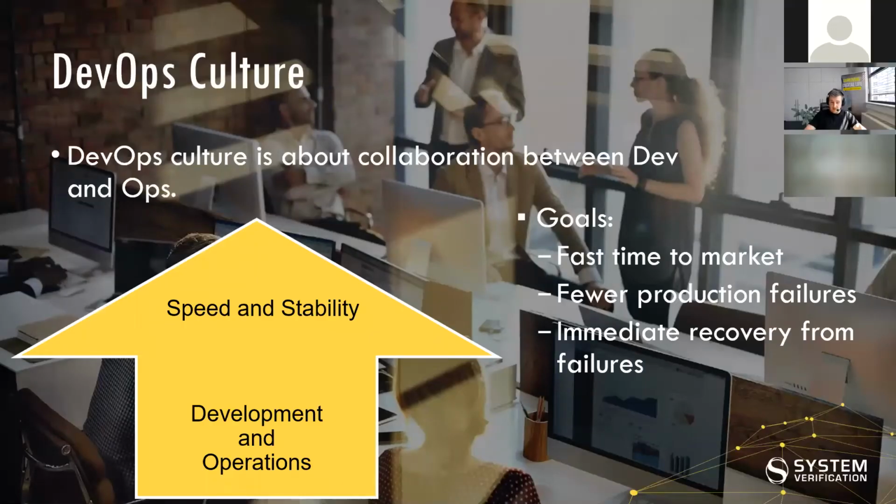With DevOps culture, it is about collaboration between dev and ops. There's no finger pointing, they did this, we did this, it's their fault, and so on. Speed and stability should go hand in hand. And the goal is for everyone to have as fast a time to market as possible, to have few production failures, because production failures always happen, but to have immediate recovery from failures when they happen.